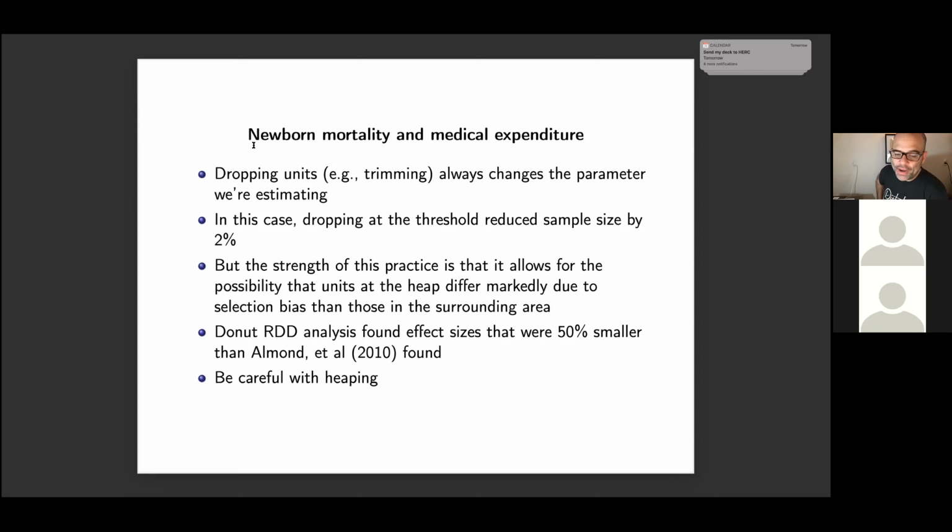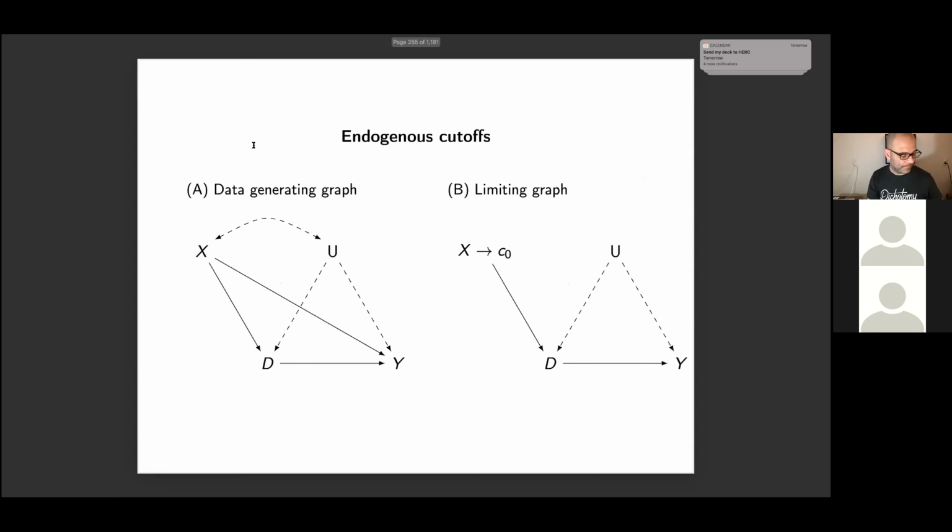Donut hole analysis found effect sizes in this paper that were 50% smaller than what Doug Almond originally found. And so, it ended up mattering. It ended up mattering a lot. It looks like that Almond paper may have suffered from some selection bias. So you have to be careful. You have to be careful with this heaping.